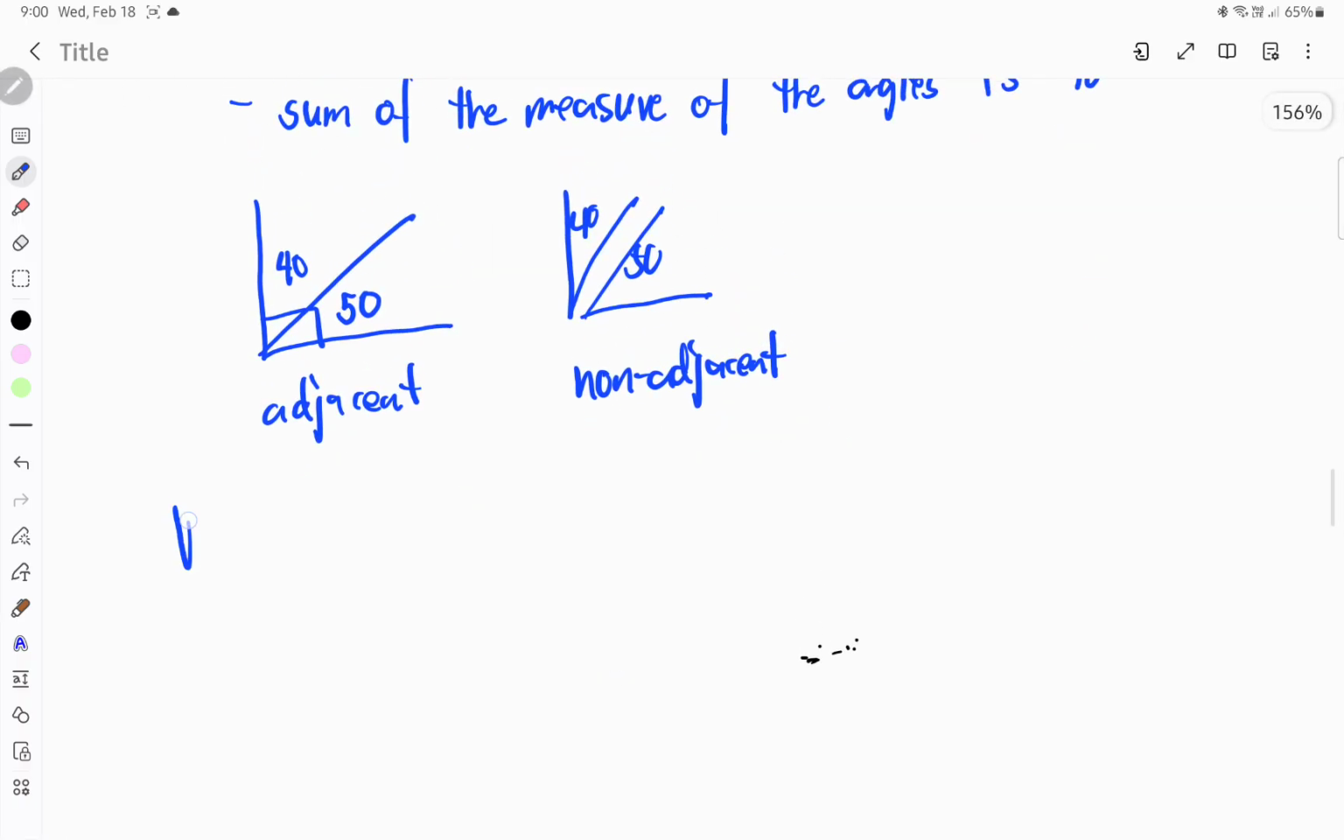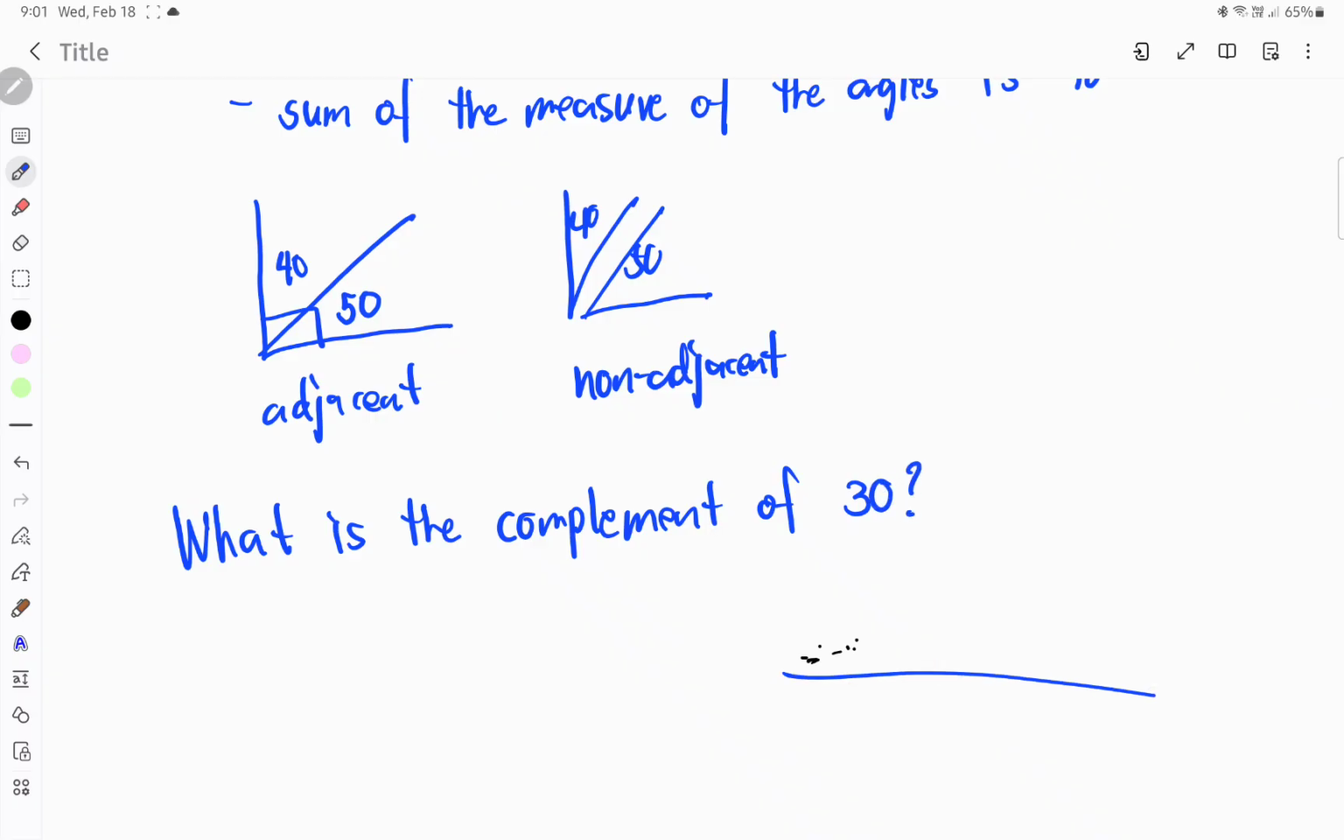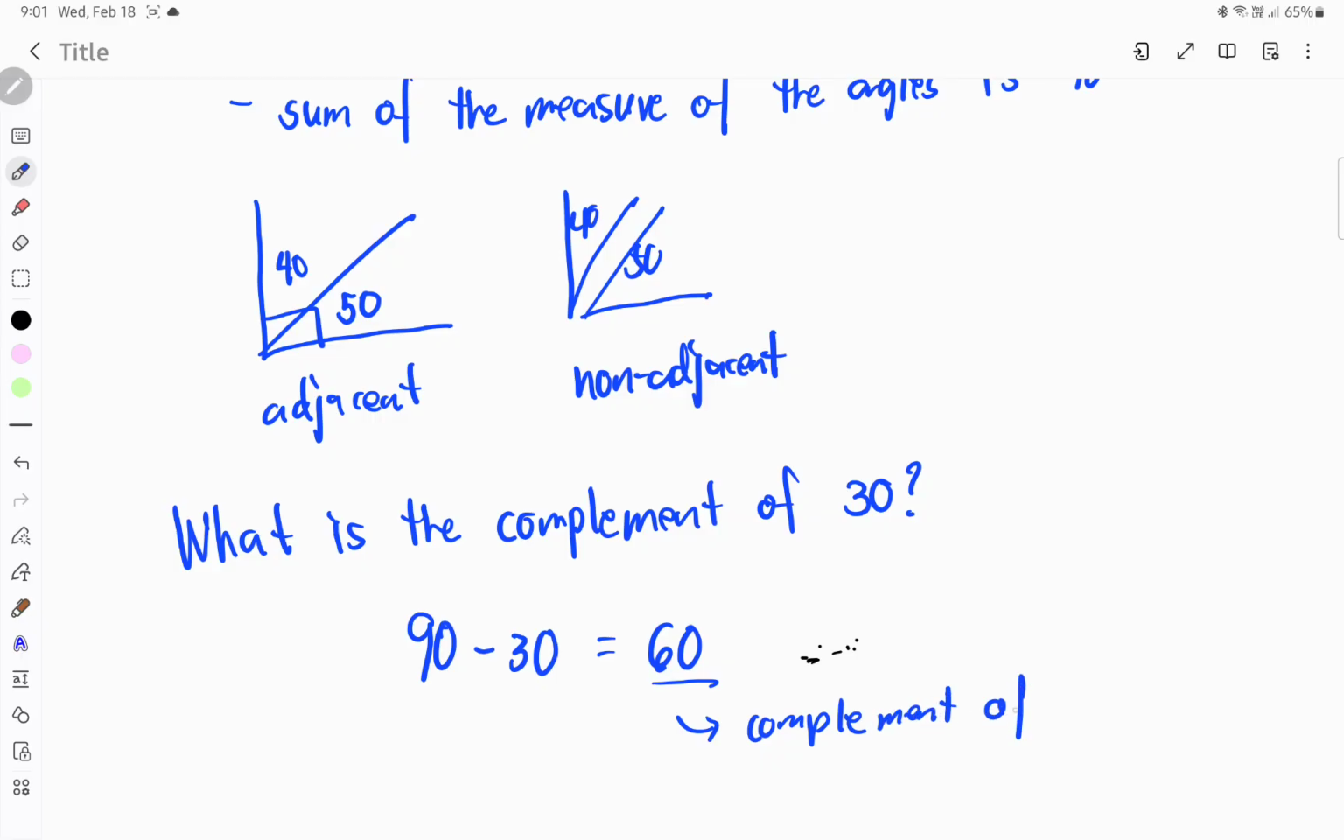For example, what is the complement of 30? In order to answer that, you need to subtract 30 from 90. So 90 minus 30 is equal to 60. We call 60 the complement of 30. That's how it works.